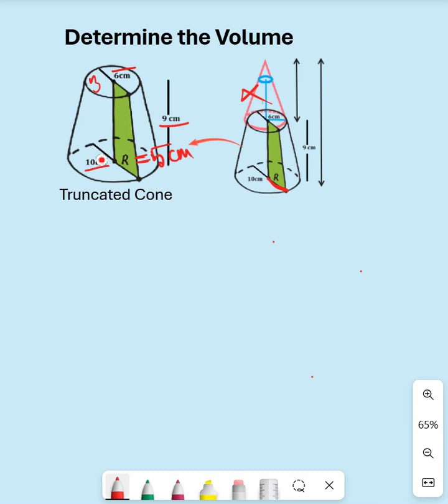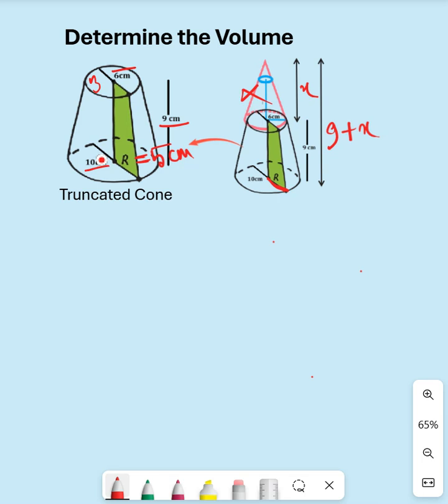And here the total height includes the truncated portion, which is 9, and this portion, the dissolved or eliminated portion of the cone, up to this point, is x. So total height will be 9 plus x.